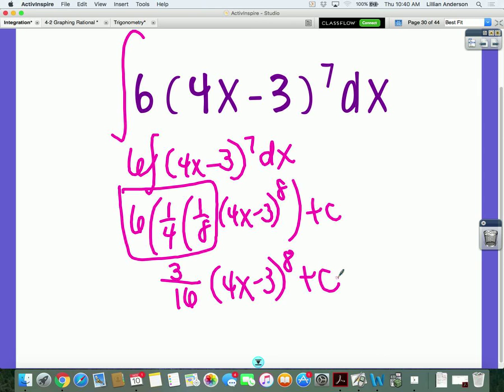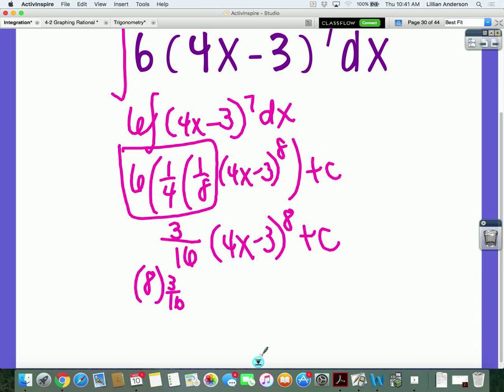Remember, you can always check to see if you did the antiderivative correctly by taking the derivative. When you multiply 3 over 16 by 8, what do you get? 3 over 2. And then when you multiply by the 4 on the inside, you get 12 minus 6. You have to multiply by the inside, and then that's how you do get 6. Okay? Don't forget, this is a chain rule when you do the derivative.